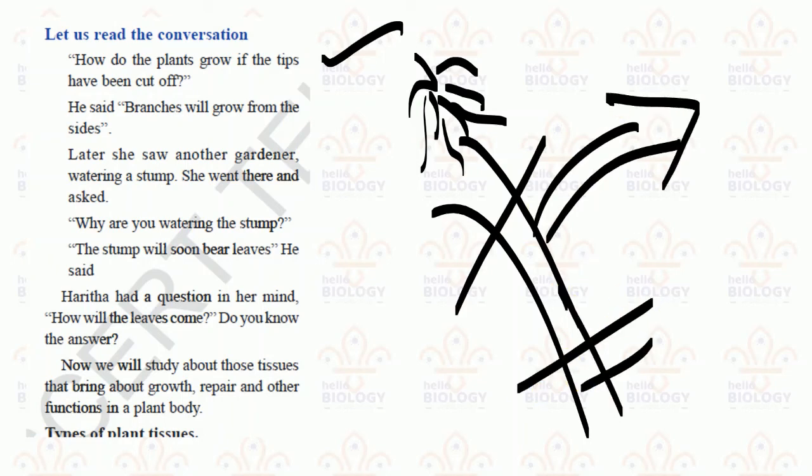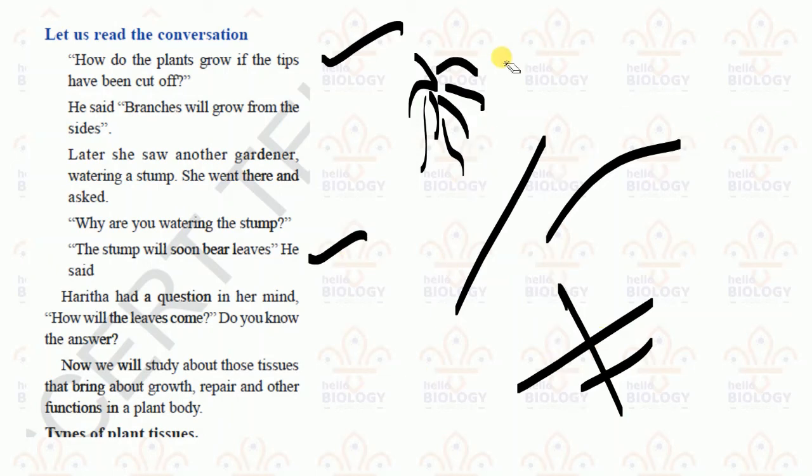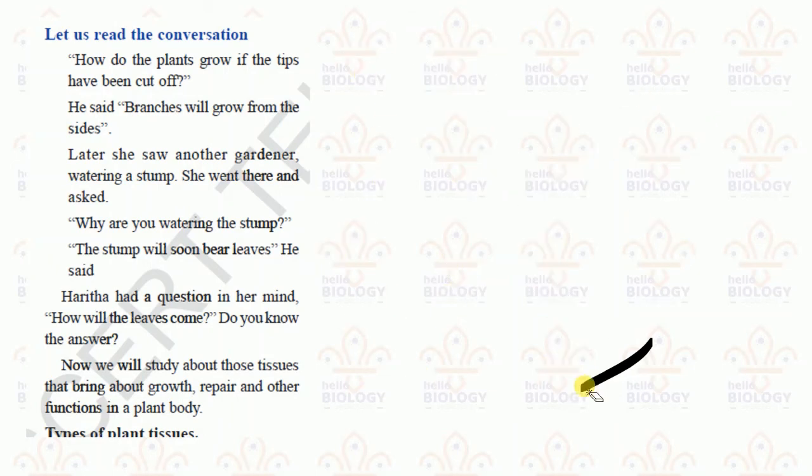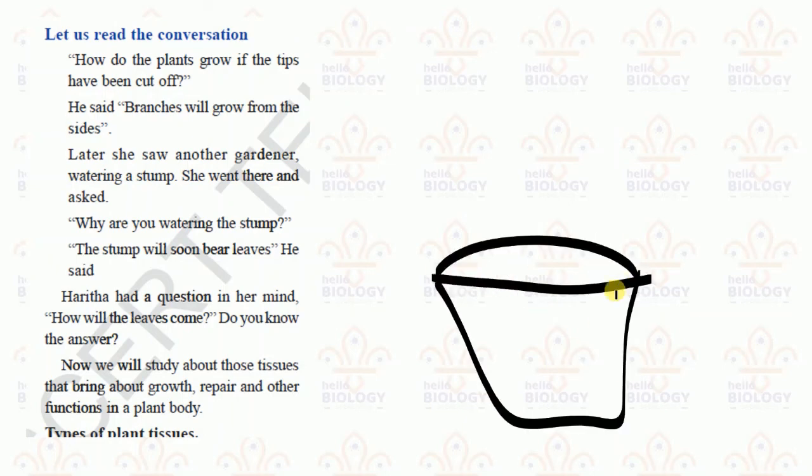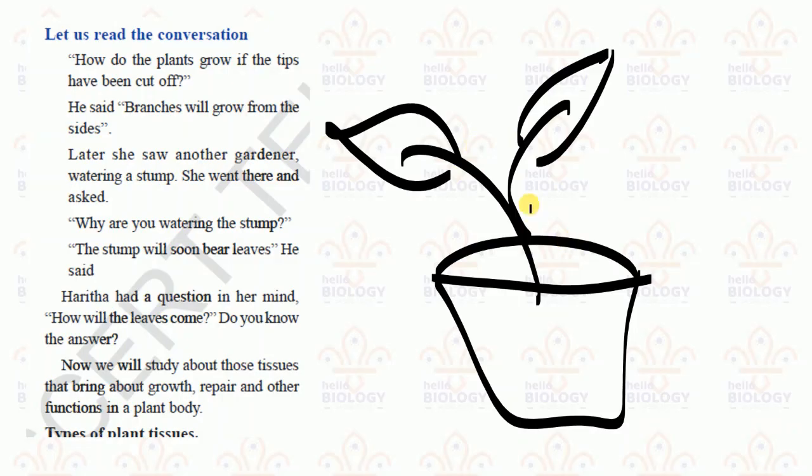Later, she saw another gardener watering a stump. She went there and asked, "Why are you watering the stump?" "The stump will soon bear leaves." So if we water the stump, that means any branch which has been cut down, what will happen here? It will grow side branches like this. The main branch will be cut off, but side branches will grow.